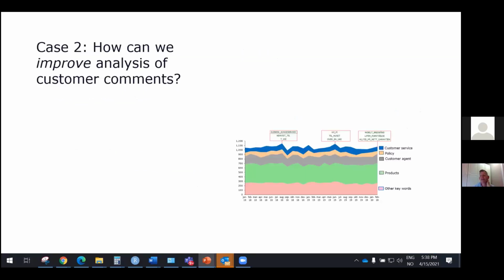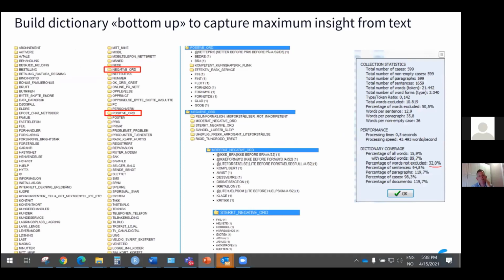I have a very small case, another case, and then I will open for questions. So the second case is, how can we improve the analysis of customer comments using WordStat? I talked a little bit about it, of course. As you saw, we can use this anomaly detection type of approach. That's improving things, at least in our context. But there's another way of doing it, and I'm sure you are probably familiar with the dictionary functionality in WordStat, I guess all of you.